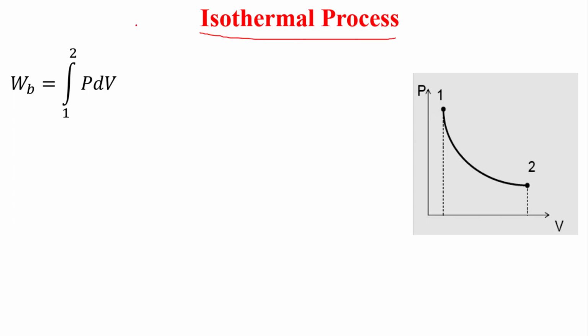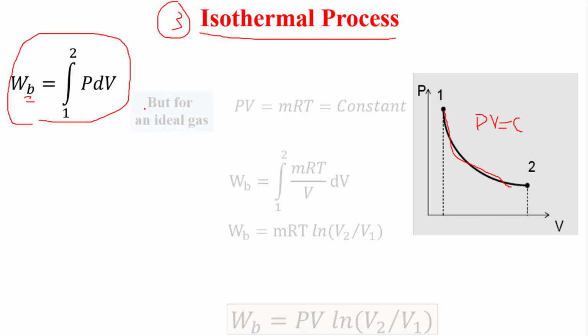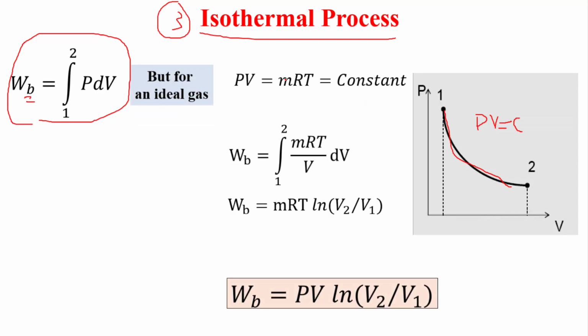Now the third scenario or third process is the isothermal process. In the isothermal process, here is the trend where PV equals constant. Okay, so we'll start from the definition. Work at the boundary equals the integration from 1 to 2 of P dV. But for ideal gas, if we have this constant, then the whole thing is equal to a constant value. Okay, so PV equals constant.